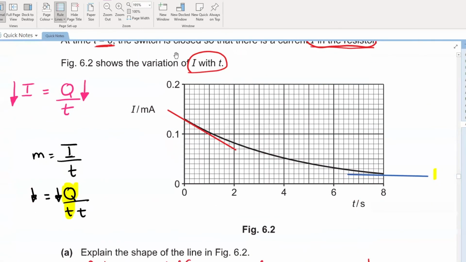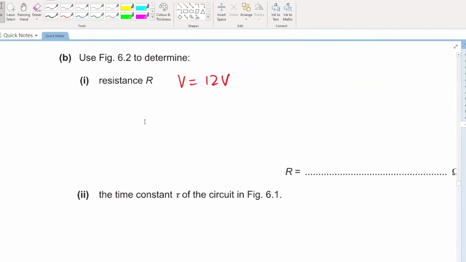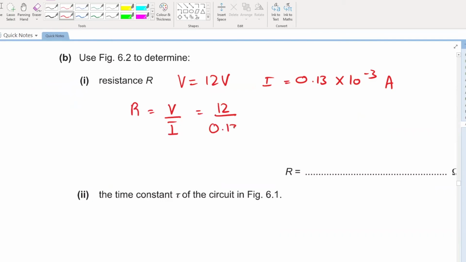If I zoom in here, what will this current be equal to? This current will be equal to 0.13 milliampere. So let's write this. Current is equal to 0.13 into 10 raised to the power of minus 3 ampere. What will your resistance be equal to? Resistance is equal to voltage over current. Voltage 12, current is 0.13 into 10 raised to the power of minus 3.